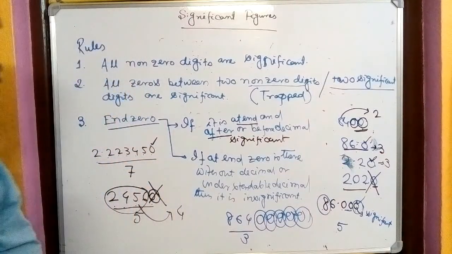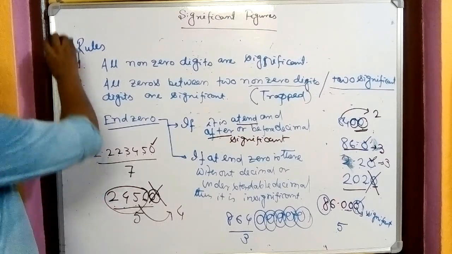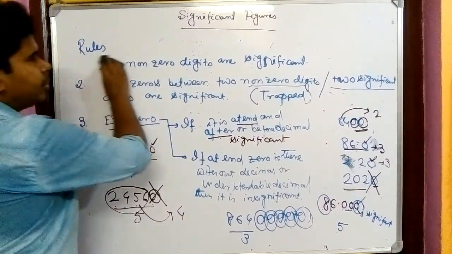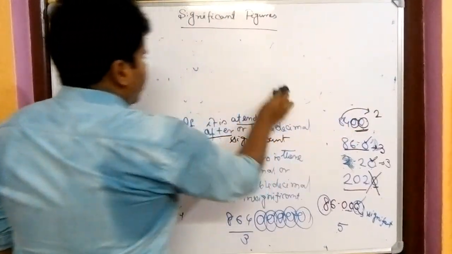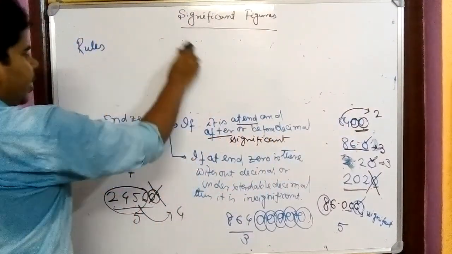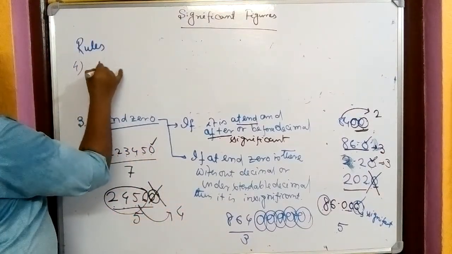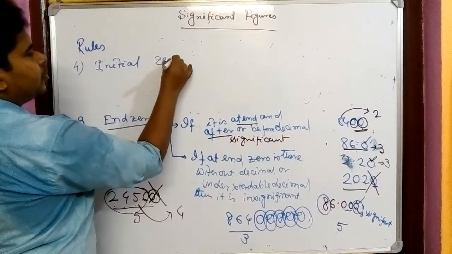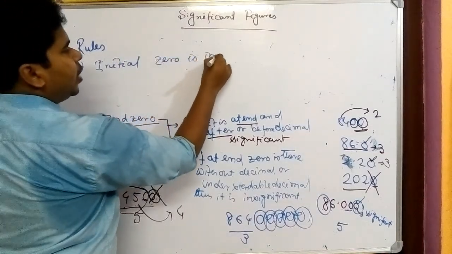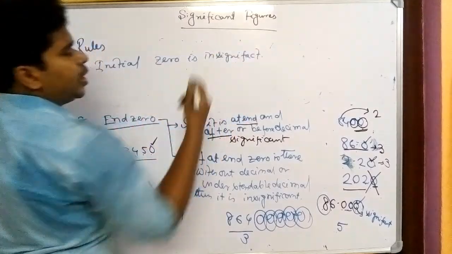Now we'll go for rule number 4. You will think, sir, till now there have been so many rules. Yes, a little bit of rules. Okay, so I'm erasing this one. Rule number 4 is very easy. Very easy. Rule number 4 tells us initial 0 is insignificant. It's a very easy one.